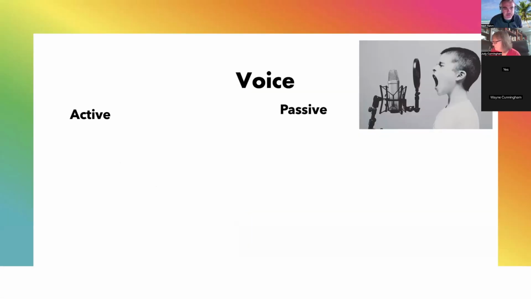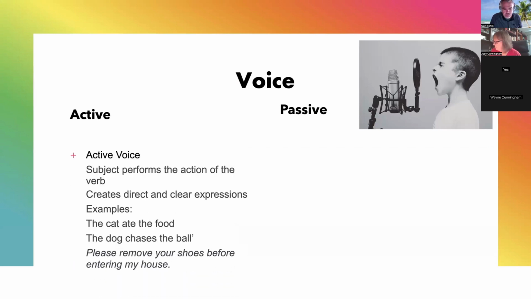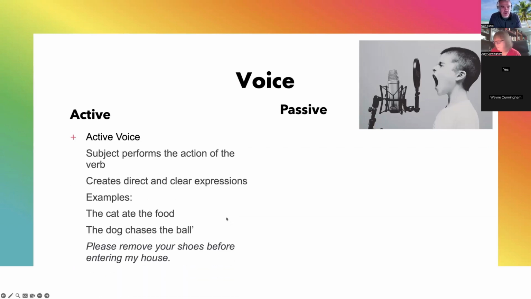You'll understand this. Next, we have to notice that verbs have voice. So you either have active voice or passive voice. Active voice is very important. How we phrase this: the subject performs the action of the verb. So they create correct and clear expressions. So, the cat ate the food.